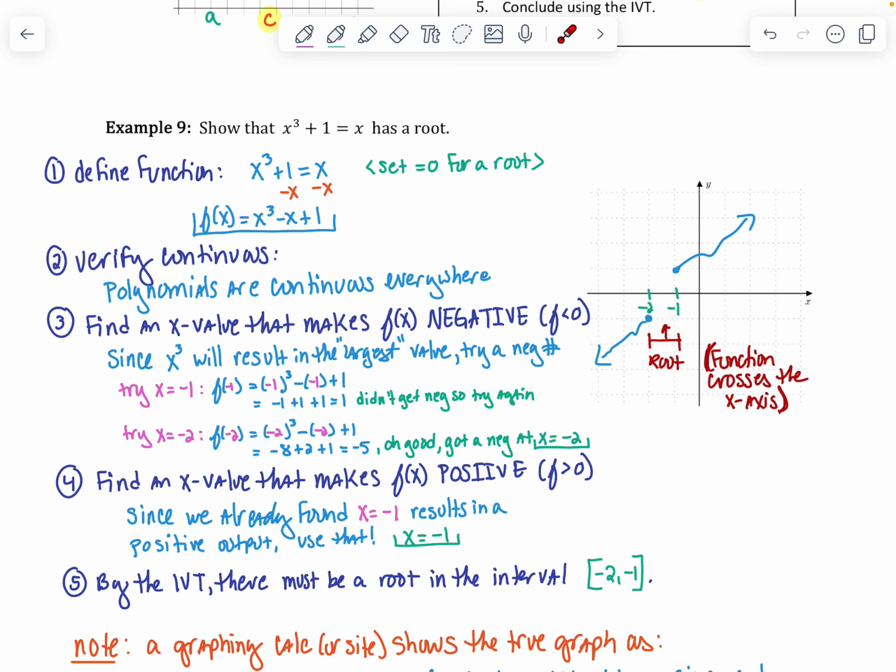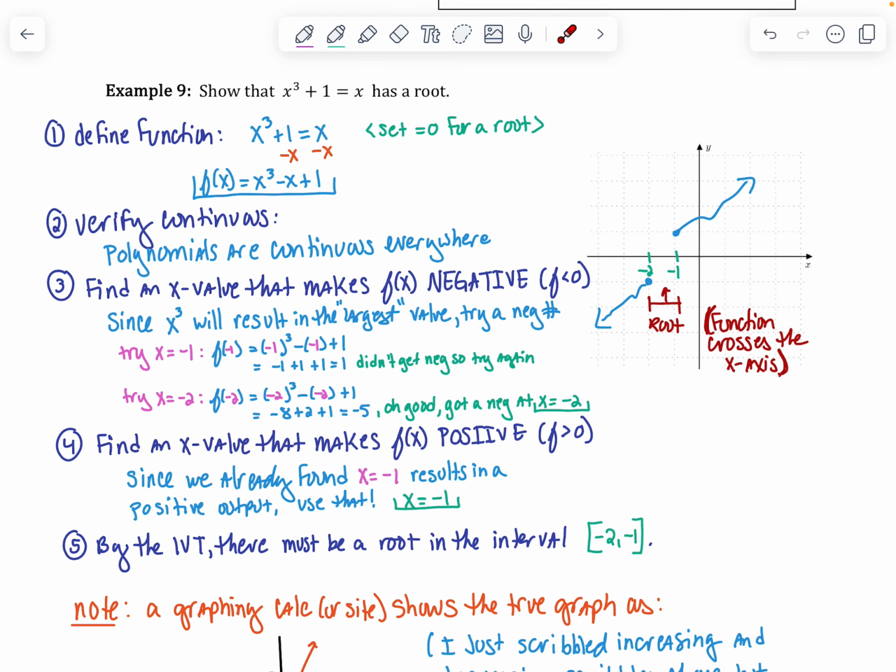I just randomly start with -1. And when I plug -1 into the function, I got +1. I didn't get a negative. That's okay. That'll happen. It's not bad. It's how you get there. So I try the next negative number, -2, and in this case I get -5, so I've got that negative output. So when x equals -2, I have a negative output.